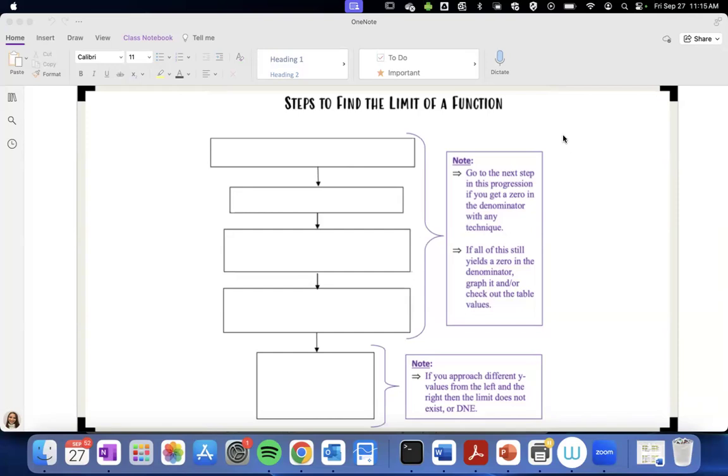Okay, so whenever we're presented with a limit, we always try to substitute it in, right? Substitute using limit properties, if we can. If you can substitute it in and you don't get indeterminate, that's great, okay? However, look at my note here. Go to the next step if you get a 0 in the denominator with any technique. If it all still yields a 0 in the denominator, you can graph it or check out the table of values.